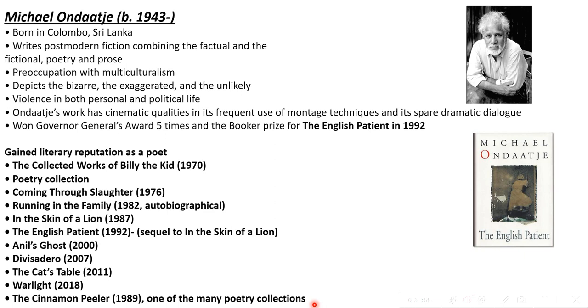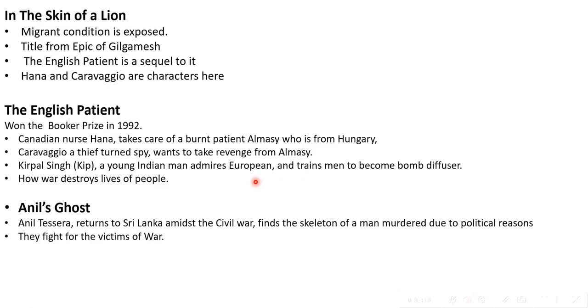In In the Skin of a Lion, the story of migrants and their condition is dealt with. The title of this work has been taken from the Epic of Gilgamesh. And The English Patient has been written as a sequel to it. There are characters such as Hannah and Caravaggio who are there in The English Patient as well. So I'm telling you about this novel because it leads us to another very important novel, which is The English Patient. And it has won the Booker Prize.